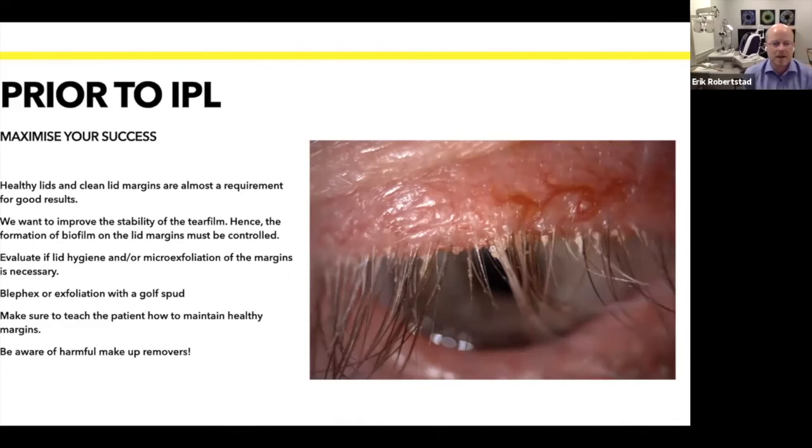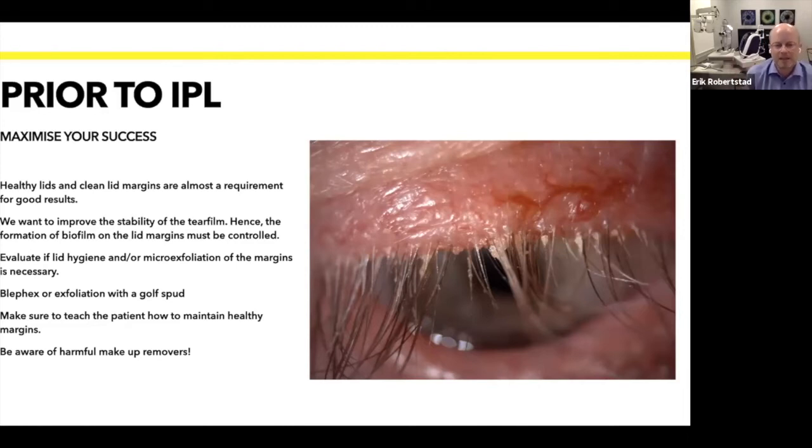So also you need to evaluate if you should do an in-practice lid hygiene, microexfoliation, perhaps with a rotating Blefex or something like that, or forceps and a golf spud and lid towelettes to clean it up. If you do a proper cleaning, you can often send patients home, and they can do the aftercare. They can continue the cleaning at home.